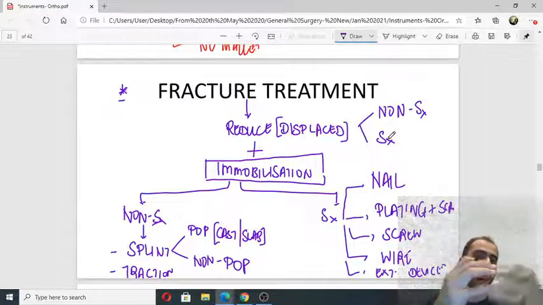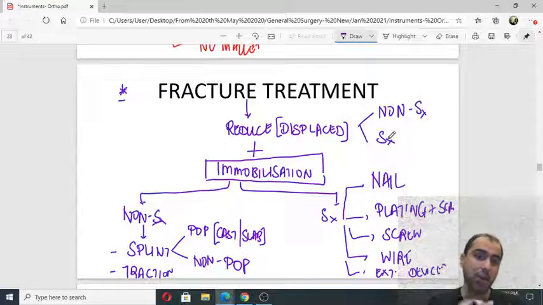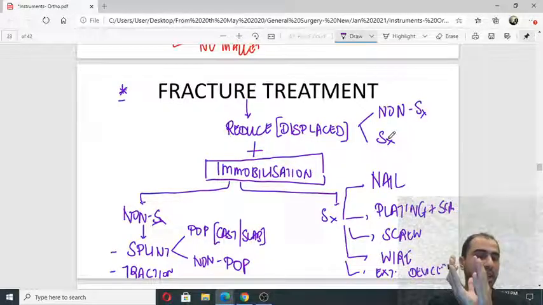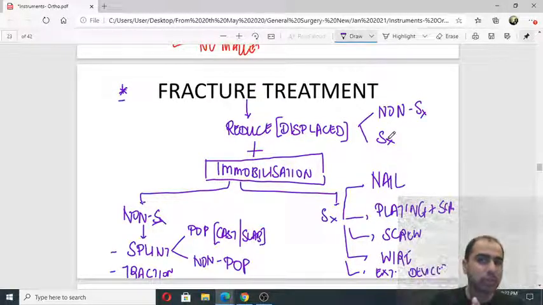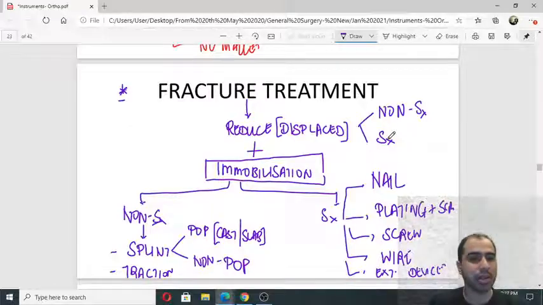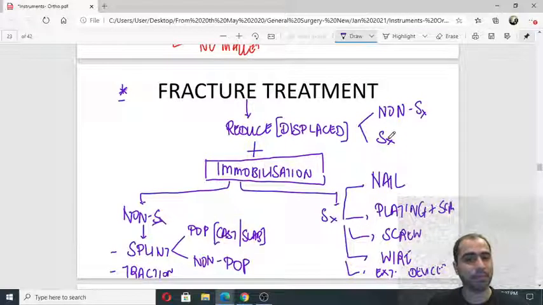मतलब पहले मुझे fracture realign करना है. Align होने के बाद keep it realigned, keep it in place. For that I use these nails, plates, screws, wires and other devices. Okay, think of orthopedic fracture treatment on these fronts. वरना जिंदगी भर splint traction का ही difference समझ में नहीं आएगा.